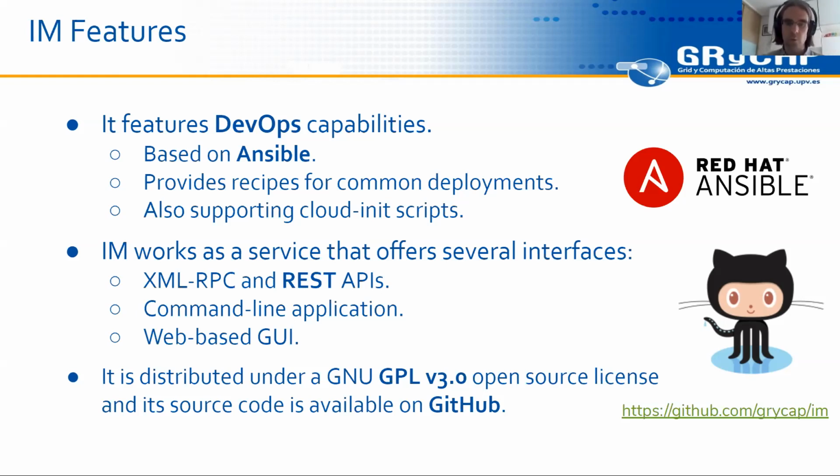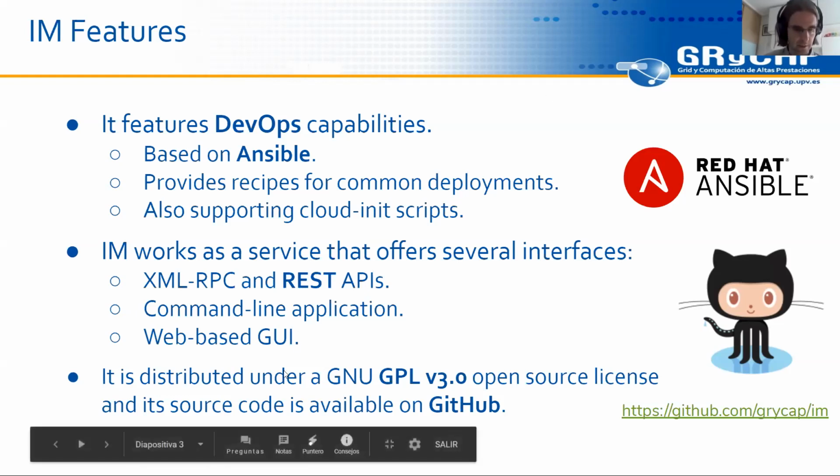The Infrastructure Manager works as a service that offers different interfaces. It has XML-RPC and REST APIs. It has a command line application, and it has two different web-based graphical user interfaces. I will show them in the next slide. It is distributed using a GPL license, and all the source code of the IM service and all the clients are available on GitHub.